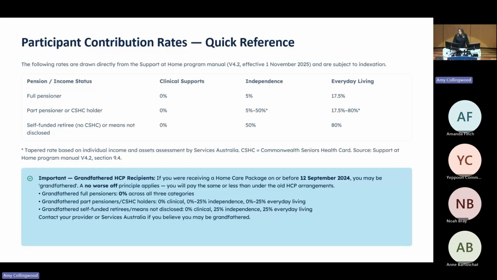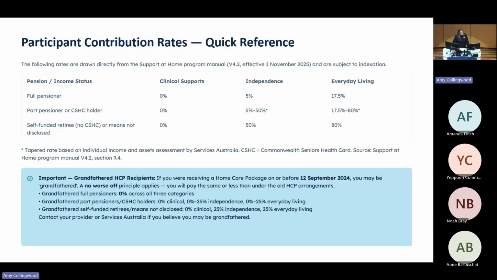Independent services, full pensioners, we're only going to pay 5%. So if you get a clean at $100 an hour, you're only going to pay 5% of that. So that seems like pretty good value. Well, not a clean because that's under everyday living. Let's go with transport. I think transport's a really good indication because you couldn't get transport cheaper than paying $5 an hour for it, considering fuel and wear and tear on a car. Then if you're a part pensioner, it could be anywhere between 5 and 50%. And then, of course, the fully funded retiree will pay 50%.